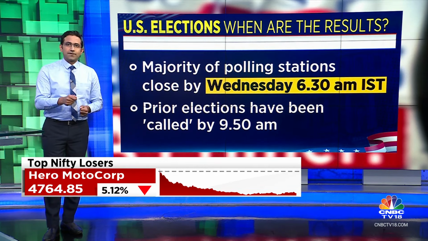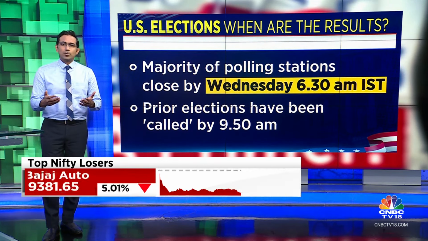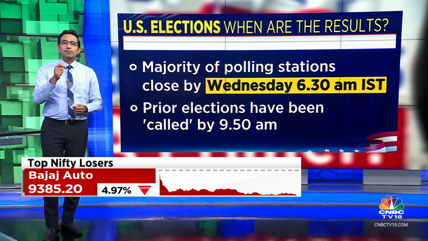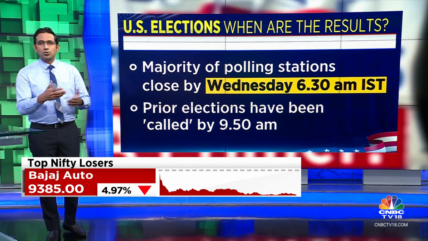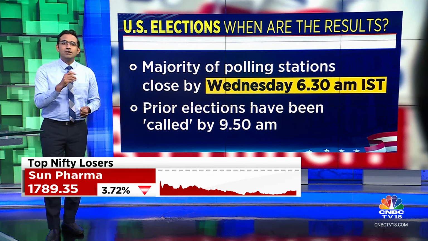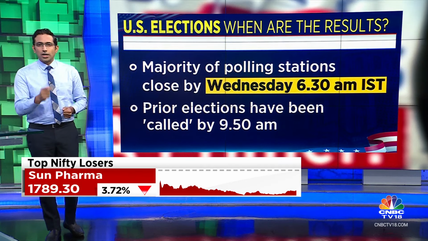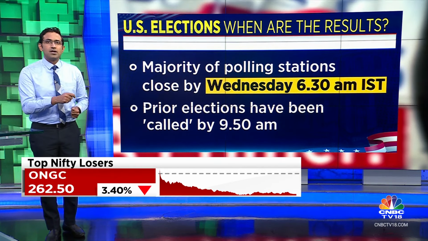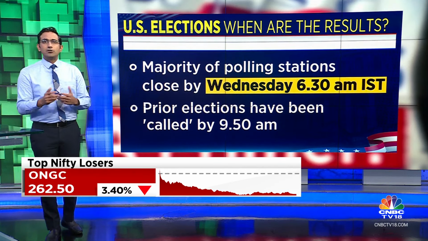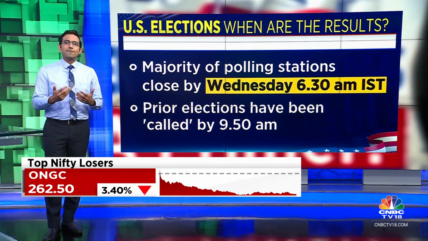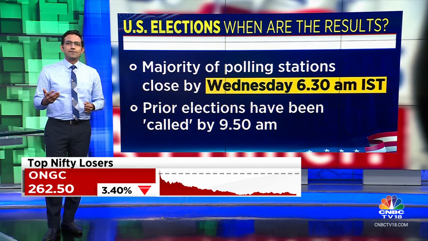So let's get to specifics in terms of timing. By when do we see some of this come by? I've converted all timings to our time here. By Wednesday morning, 6:30 a.m. our time, the majority of polling stations in the US should close. Remember that news organizations cannot make projections until polls close. Prior presidential elections have been called by 9:50 a.m. our time. That will be Wednesday morning, 9:50 for us.